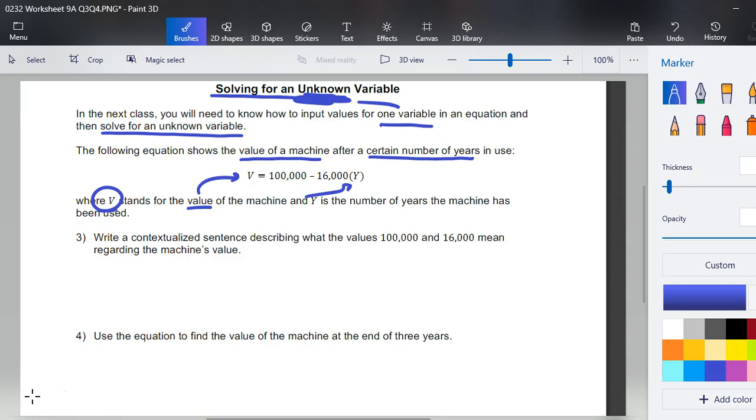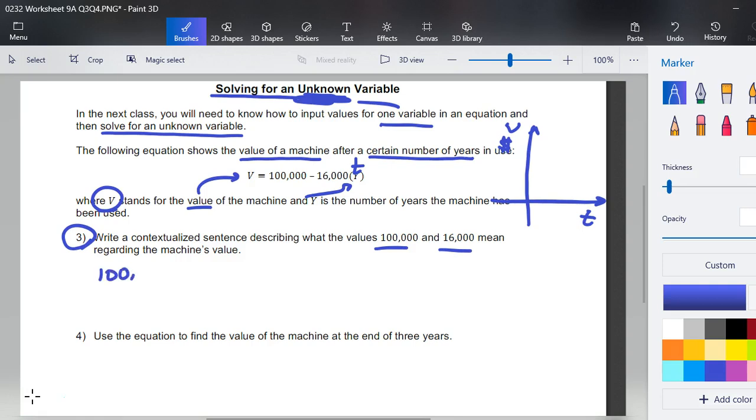And I think I'd rather use something like T because it can be confusing that Y is going to actually end up being on our x-axis. So I may want to use T for years. I know it makes sense, Y for years, and then V for the value. Write a contextualized sentence describing what the values this and this mean regarding the machine's value.